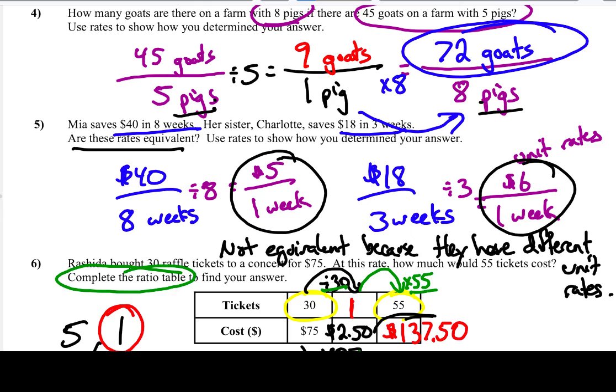So we went from 30 down to a 1. You could have also gone down to a 5. Whatever I did to one part of the problem, I do the same thing to the other part. So I also divided the 75 by 30. Okay, always think of I do the same thing to that second part of the problem. And then I went from 1 to 55, so I multiplied times 55. So I did the same thing down here and got $137.50.